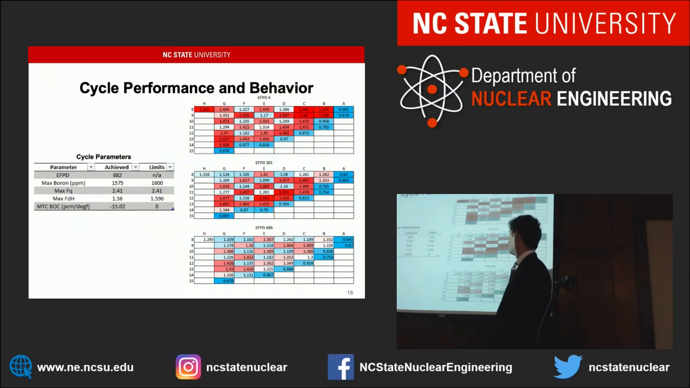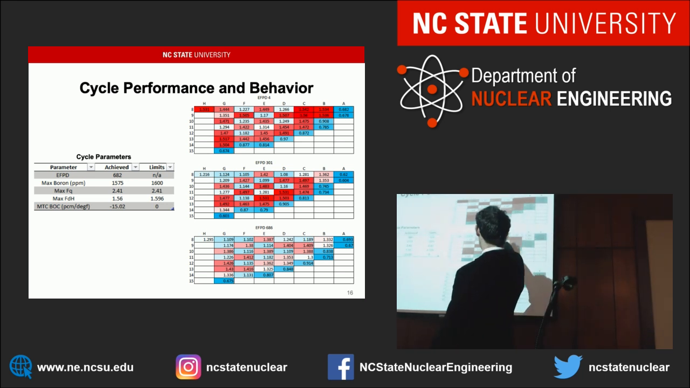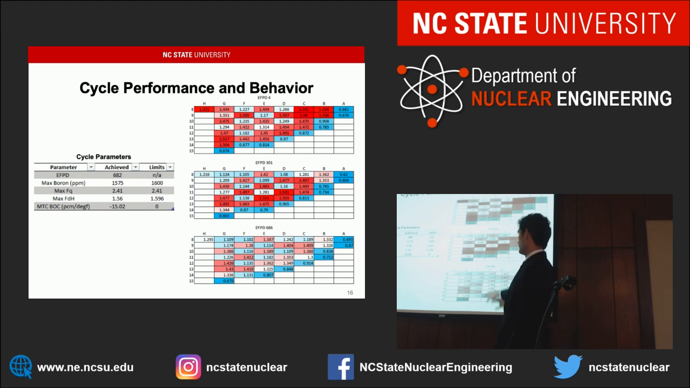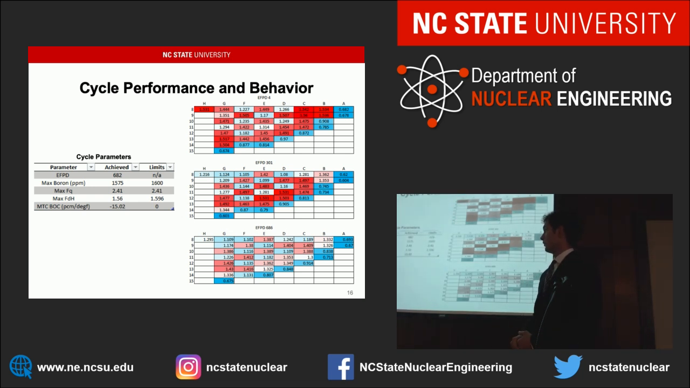Over time, you can see initially our power is focused more towards the bottom over here and then the top over there, and then as this long cycle, as the low enriched gadolinium burns out, we actually see a higher power in this center area of the core, core symmetry. We designed this cycle out to 682 full power days, and then all of our other limits were met with a negative moderator temperature coefficient of 15.02 PCM per degrees Fahrenheit.